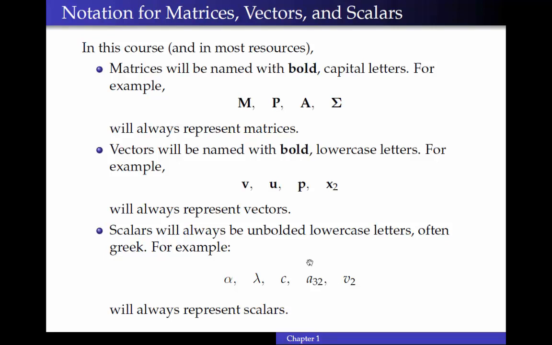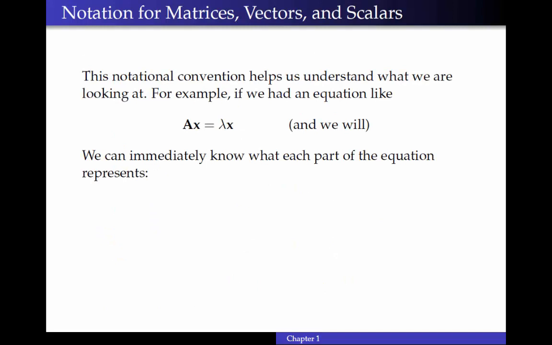Here we have the element in the third row, second column of the matrix A, or the second element in the vector b. That would be a scalar. So you can see the difference here between v sub 2 and x sub 2. If x sub 2 is bold, then I'm probably listing a bunch of vectors, like x1, x2, x3 would all be vectors. And this notational convention will help us understand what we're looking at.